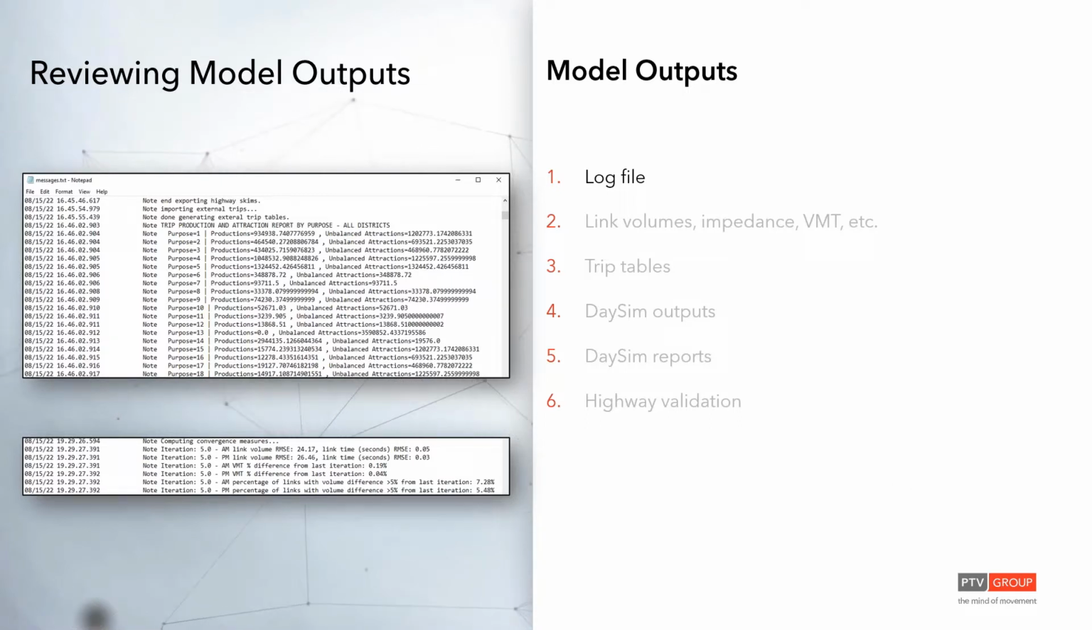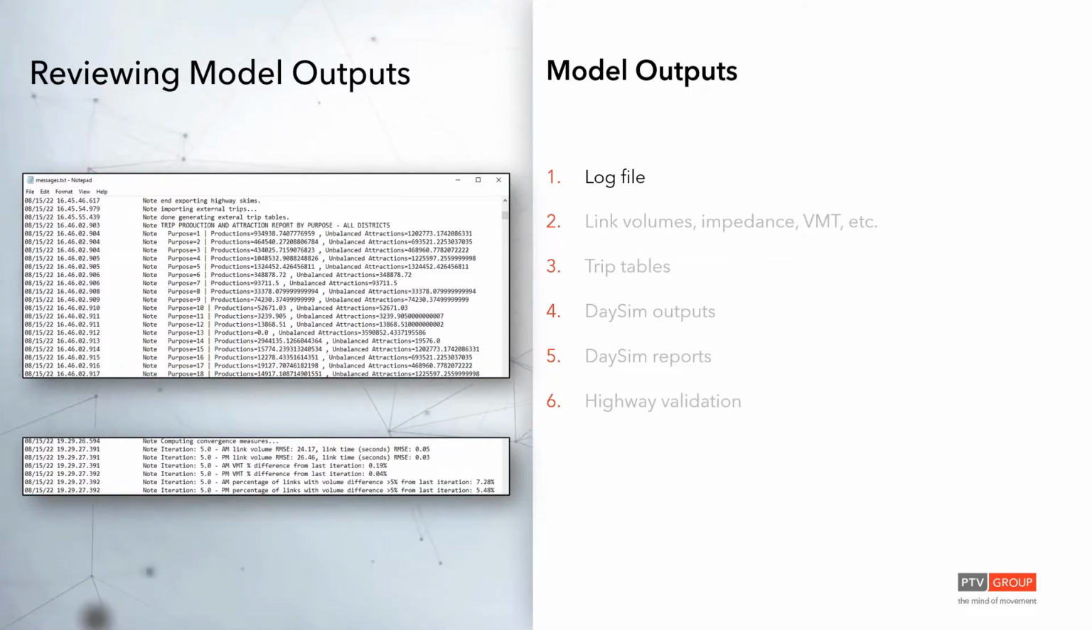But what you might look at is not limited to this list. You might want to look at different things, but this is just to give you a general idea about how to go about looking at your model outputs. So the first thing that generally you might want to look at is the log file, the model log file.